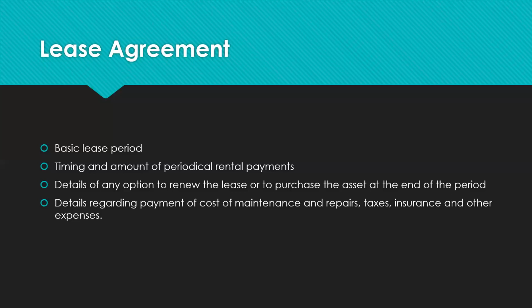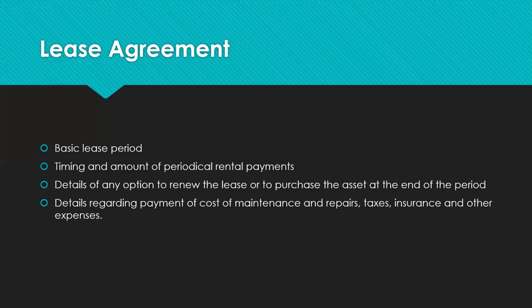And also details about renewing the lease. That is after the end of the 5 years. Suppose it was a lease for 5 years. At the end of 5 years, you would like to again enter into a lease agreement with the same person, with the same lessor. So you're going to renew that agreement for a further 3 years or 5 years. So details about that should also be mentioned in your lease agreement. What are your options for renewal?